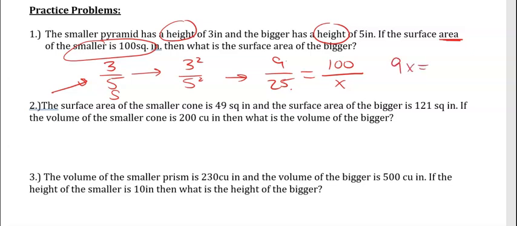That gives us 9x equals 2500, and someone with a calculator is going to do the dividing by 9 and getting x equals 277.8 inches squared. Does anybody have any questions about why I adapted the 3 over 5?